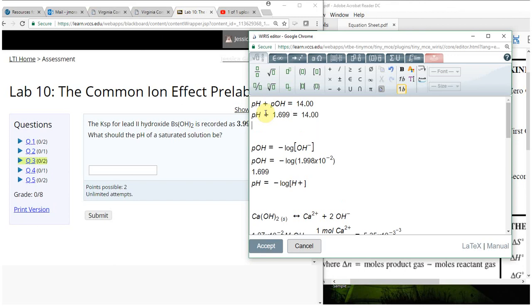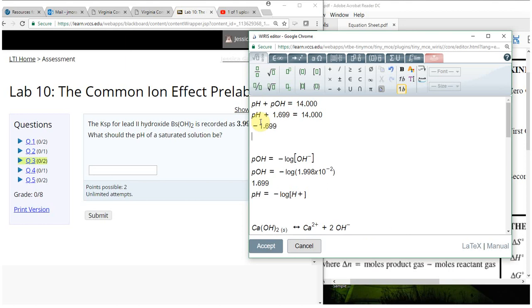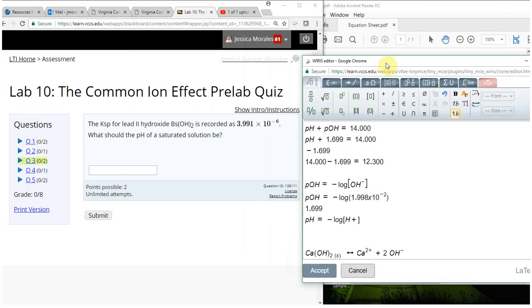Again, that 14 is technically exact, so technically you can add another value if you want. I don't think it's really going to matter here. But to get our pH, we're going to subtract the pOH from both sides. So 14.000 minus 1.699 equals our pH, and you get something like 12.300. This doesn't specify it, and if you had done it a different way, you would need 4 sig figs.